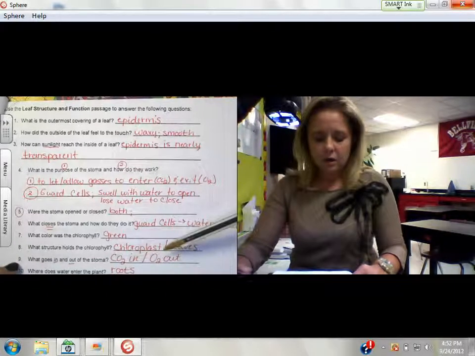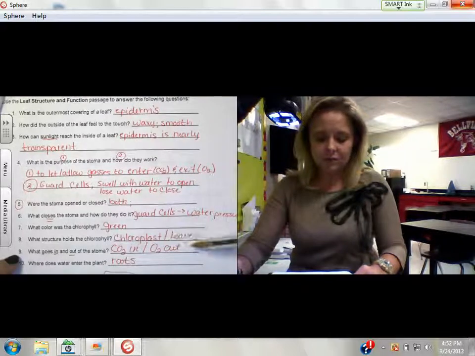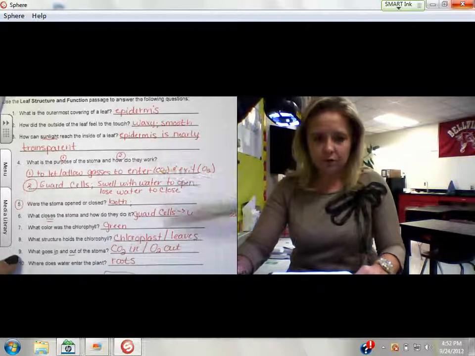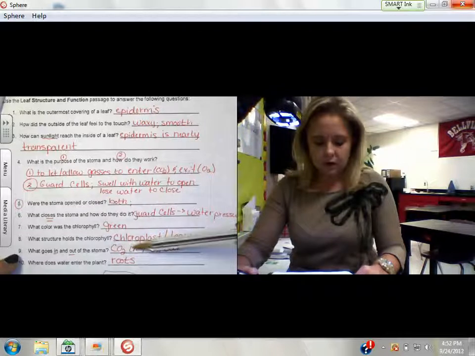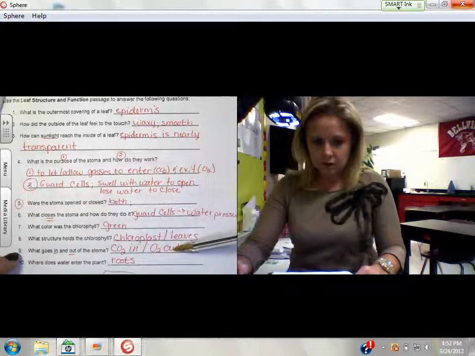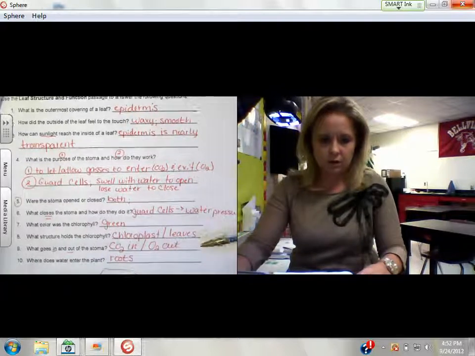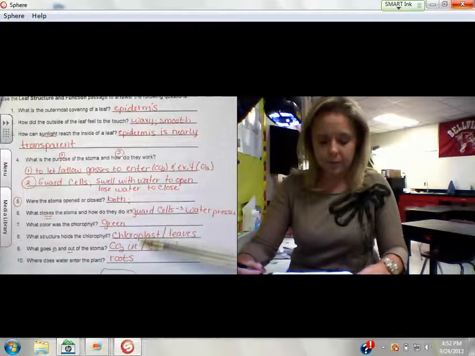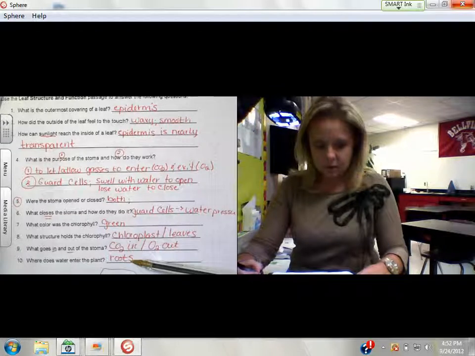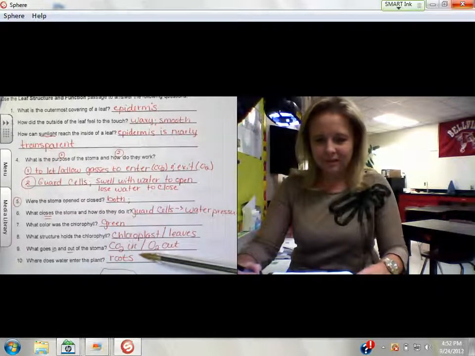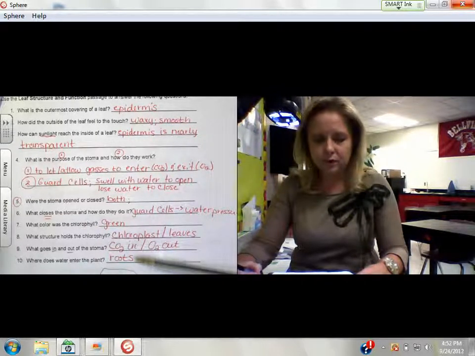Number 9, what goes in and out of the stoma? Again, we've already answered that one pretty thoroughly up there, but carbon dioxide goes in and oxygen comes out. You might remember through transpiration, water vapor does leave through the stoma as well. And number 10, I know a lot of you want to say soil, but you got to stretch that knowledge. The roots. You got to say the roots.